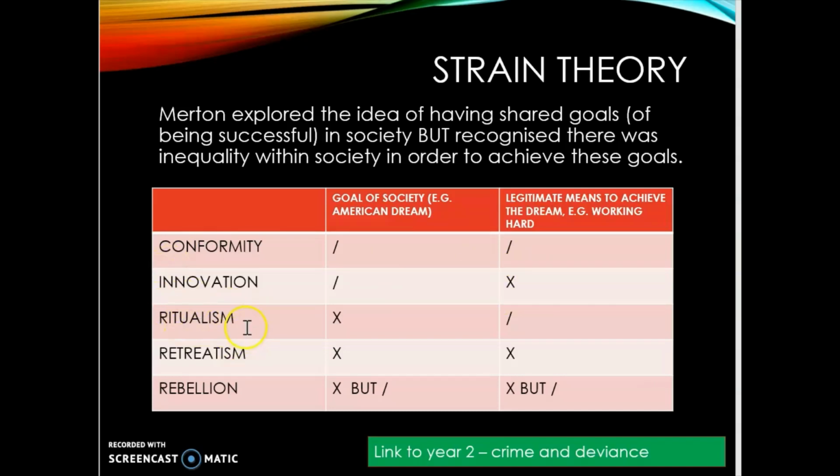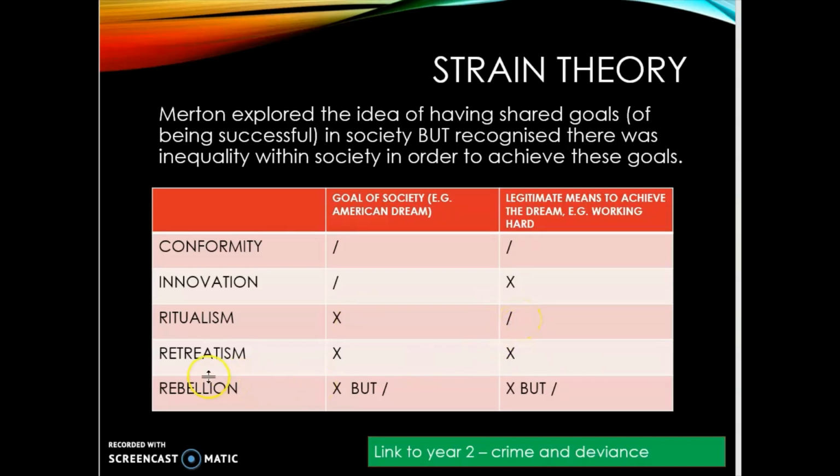Now, there's another group that he recognised: the ritualists, or people who go through the motions, basically. These people work hard, they go to work, they're working 10-hour shifts, a 9 till 5, or doing whatever, but it's a dead-end job. So they're never going to achieve the money success, the material success, the wealth that the dream portrays, but they're doing the right thing.